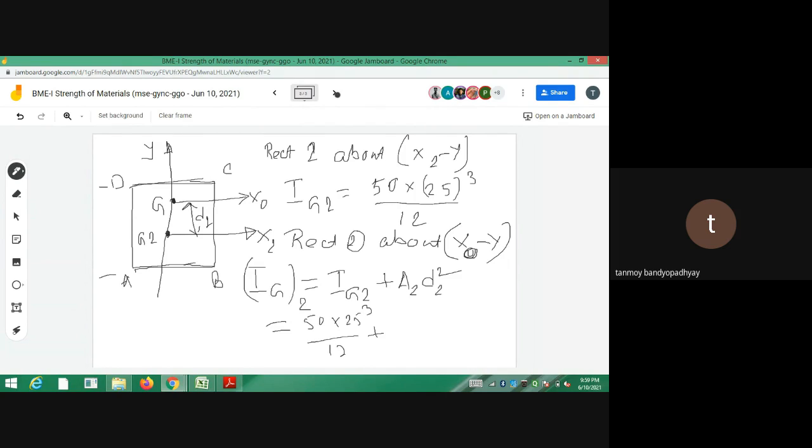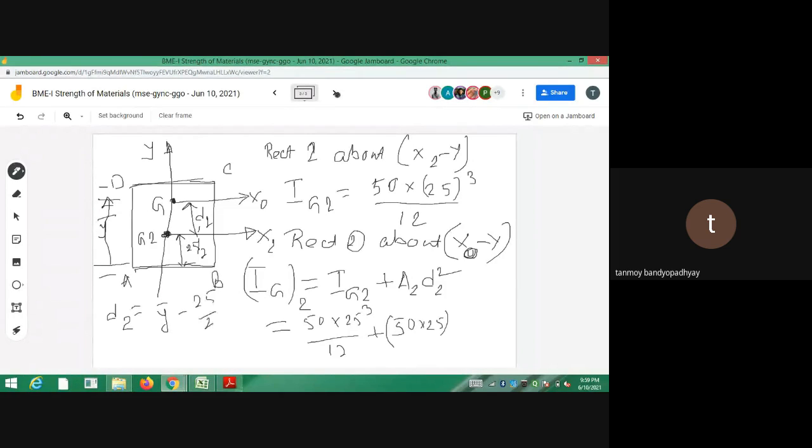What is the area of the rectangle? The area is 50 into 25, I suppose. So 50 into 25 into d2. d2 is this distance. How do we calculate d2? I hope you understand that from the base, this distance is y bar. The centroid of the rectangle lies at b by 2, d by 2, so this distance is half of the depth, which is 25 divided by 2. Right? So d2 will be equal to y bar minus 25 by 2.